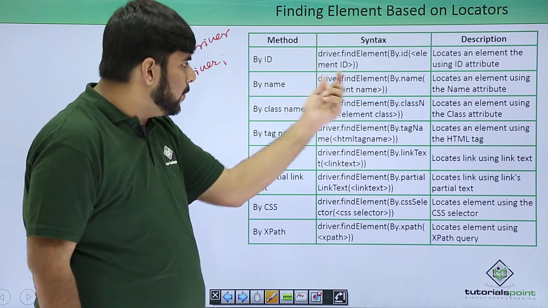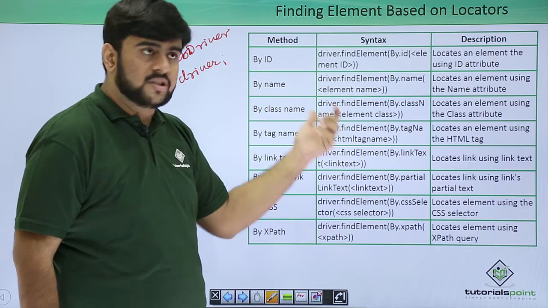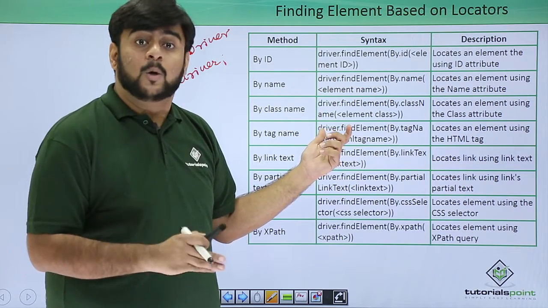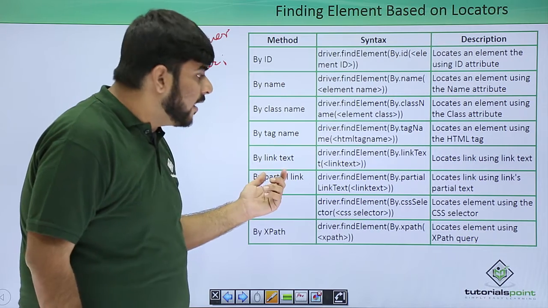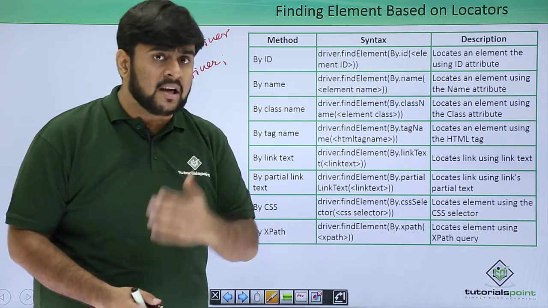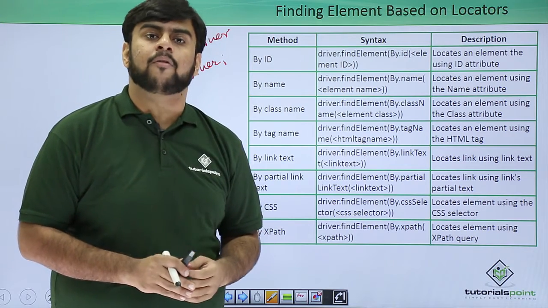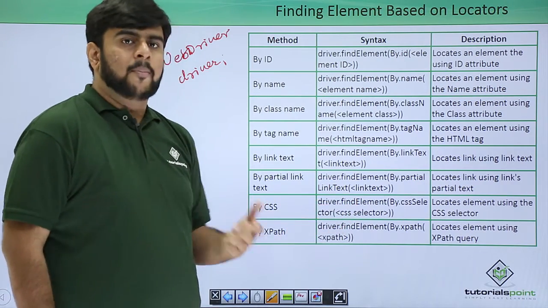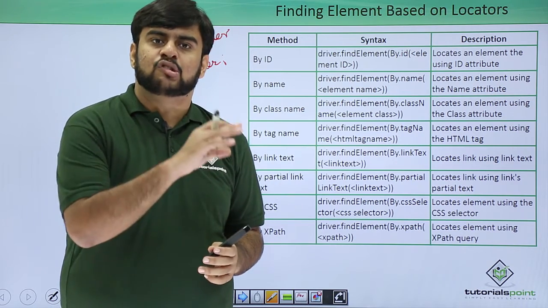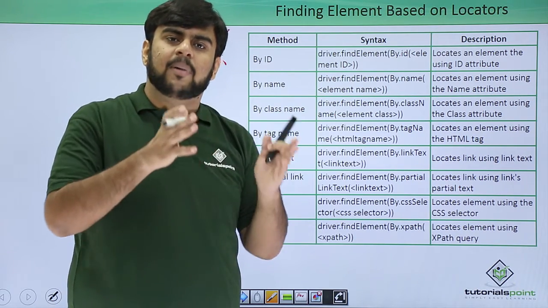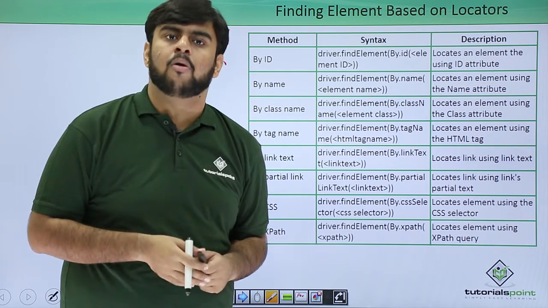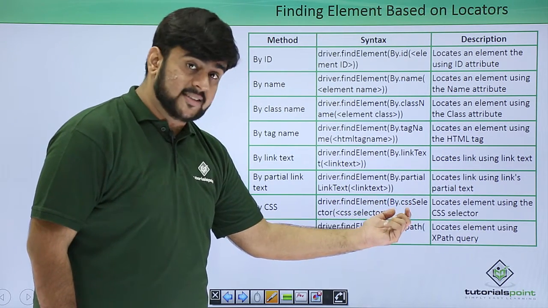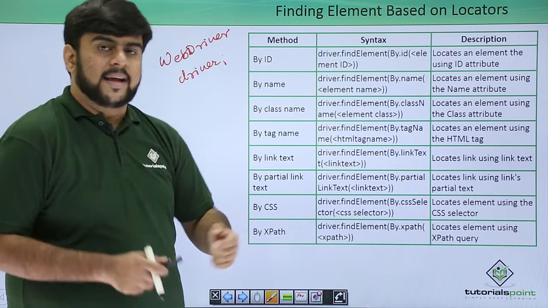Similar is the case with the name. We pass the name, the class name. The class name refers to the CSS class name that is being applied. The tag name is the HTML tag under which the element is placed. The link text: if I am finding an element which is a link or an anchor tag for that matter, it can be found using the link text. Also, I can use a partial link text to find an element. By partial, I mean, say my link text is go to the home page, then I can pass some partial link text in spite of passing the whole go to the home page. Then by CSS, I can pass the by dot CSS selector and for XPath, by dot XPath.